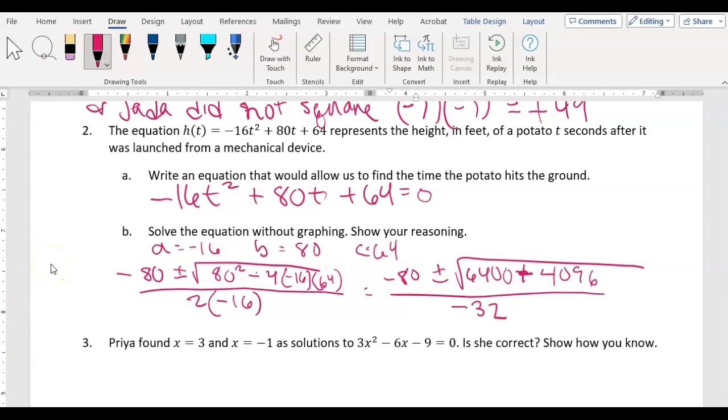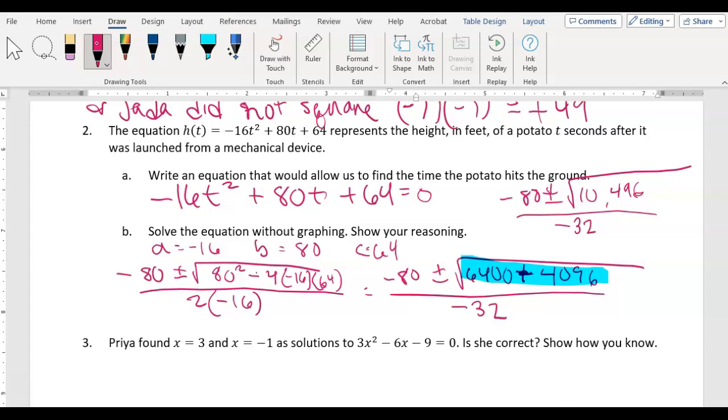Now for this part, the key is that we're going to start by taking care of what is underneath the radical. So I'm going to rewrite this. I'm going to do it above for space. Negative 80 plus or minus the square root of 6,400 plus 4,096 is 10,496 divided by negative 32. All right, so now I have to take the square root of 10,496, and again, we're going to estimate because it's not going to give me a perfect square.